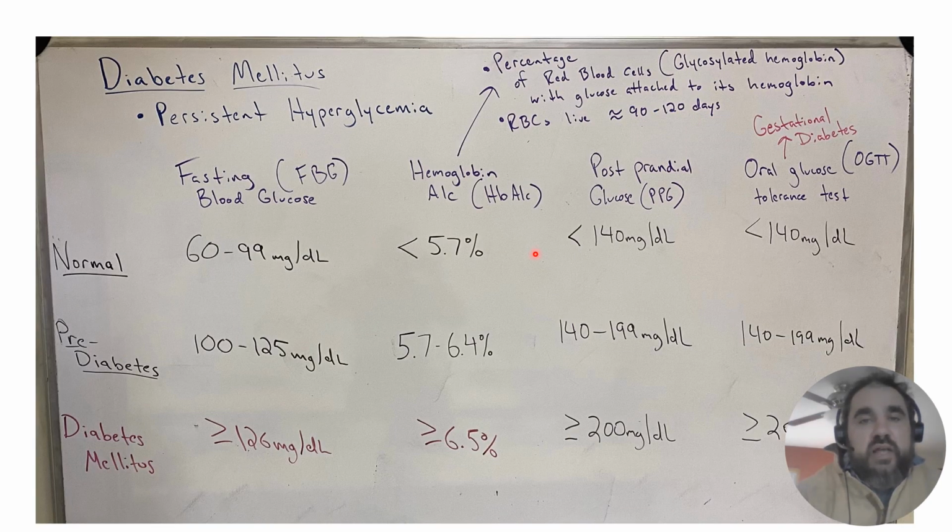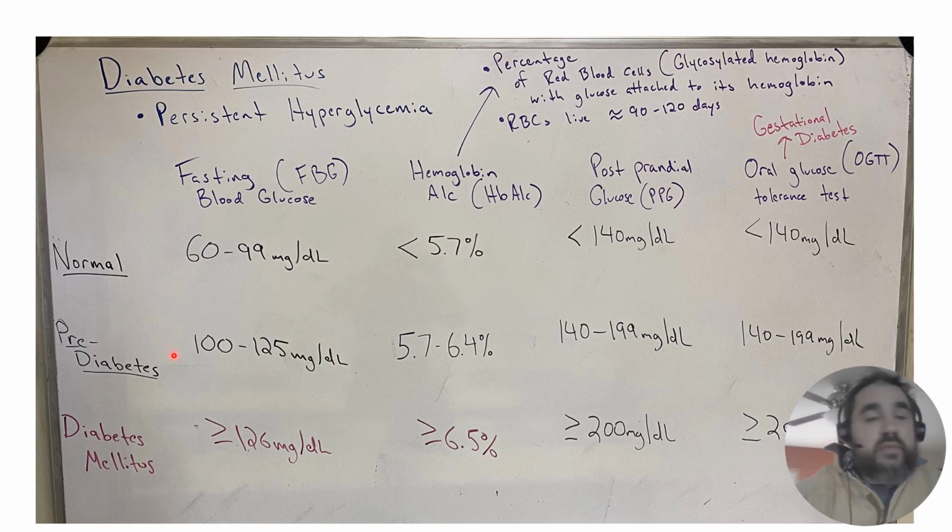Last thing, how do we diagnose this? Well, the main two tests are fasting blood glucose level and hemoglobin A1C. You can also check a postprandial blood glucose level 2 hours after eating, and an oral glucose tolerance test, which you can use for anyone, but generally we save this for gestational diabetes, and they have their own numbers, so don't correlate that. So we see fasting blood glucose 60 to 99 is normal, 100 to 125 is pre-diabetes, and 126 or greater is full-blown diabetes mellitus.